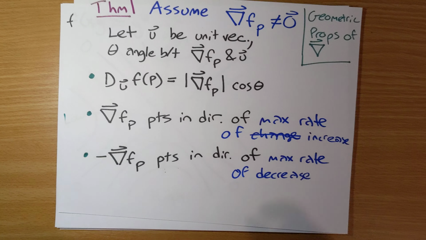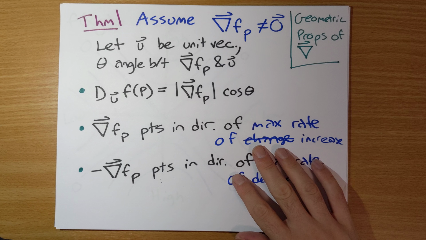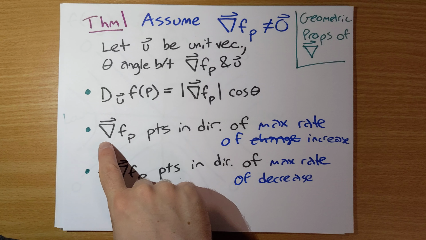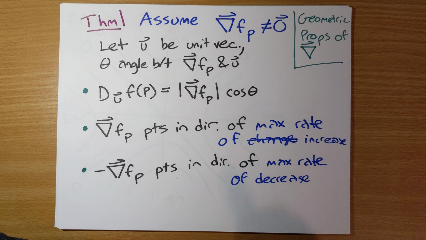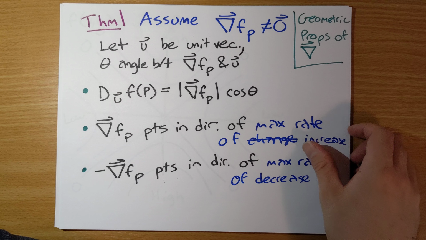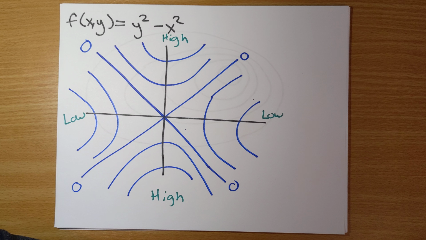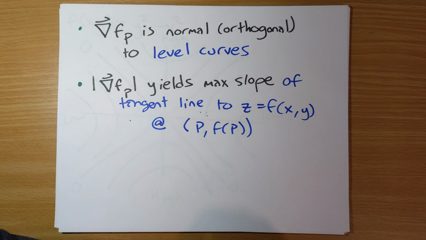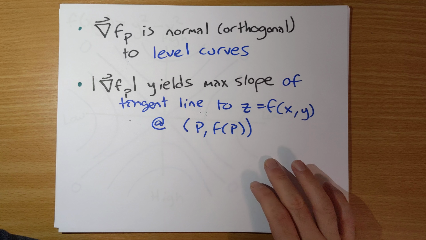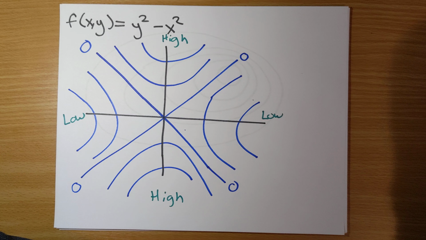The ideas that are going to be most important here is that the gradient always needs to point in the direction of the maximum rate of increase. We want to be moving up the hill, and we want to be moving up the hill as quickly as possible. And alongside of that, the gradient needs to be orthogonal to the level curves, to the contours. It needs to be perpendicular to the contours.